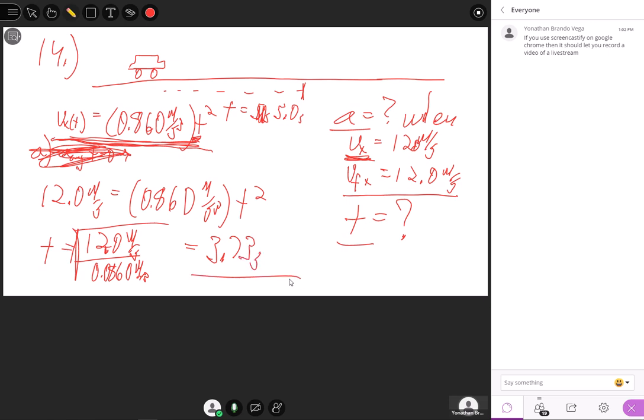Now notice, you say, is that within the limits of my problem? Well, yeah, because the function was good for what? 5 seconds. So we're within our limit there. Does that make sense? You see what I'm saying? We're within the first 5 seconds, so this function is good for the first 5 seconds. All right? Now we have a time.